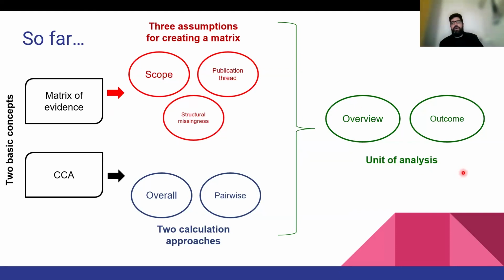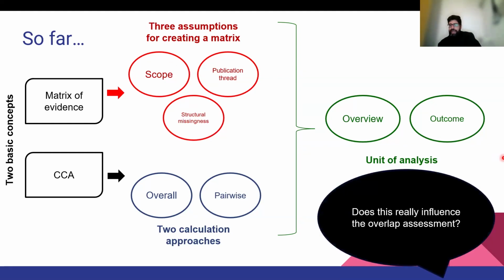When I told you that our calculation of CCA differed from the ones that the original authors of overviews provided, this is the reason why they were not the same. For example, we did not make any adjustment for creating the matrix. So we consider all the primary studies in all systematic reviews. Does this really influence the overlap assessment? Because this all sounds theoretically interesting, but does this really make a difference?